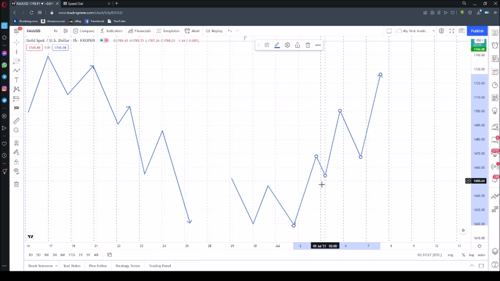In some cases, we have a point whereby the market breaks this point, creates a new higher high, creates a new lower high, and then creates this higher high.